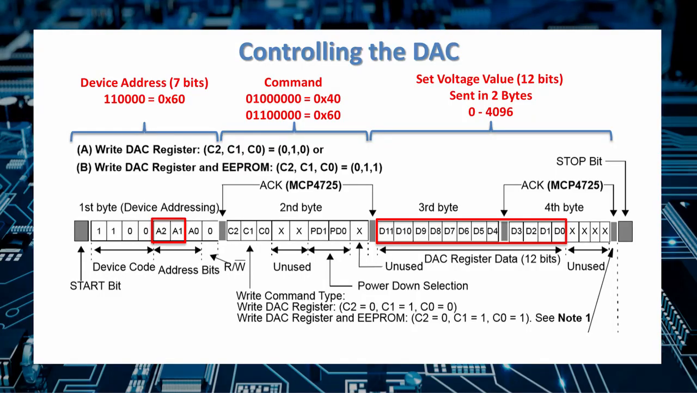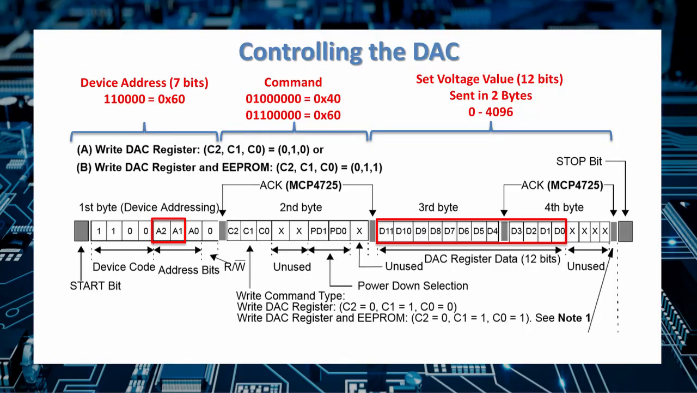There are only 2 command bytes. As we mentioned, write DAC, which is a command byte of 40 hex, or write DAC and EEPROM, which is a command byte of 60 hex. After the command byte, we can actually send the 12 bits of data that the DAC will use in its register. Those 12 bits are actually contained in two 8-bit bytes.